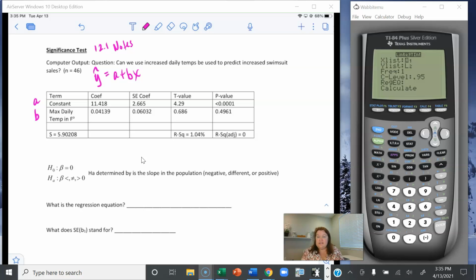So B represents the slope. All right, notice now this is about something else. Can we use increased daily temperatures to predict increased swimsuit sales? And again, they told us that this is using 46 samples, 46 items. Okay, notice also at the end that they are giving us some of the standard deviation from our prediction on the line, and our R squared is also here as well.